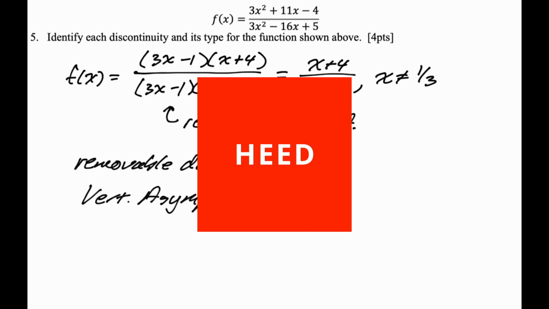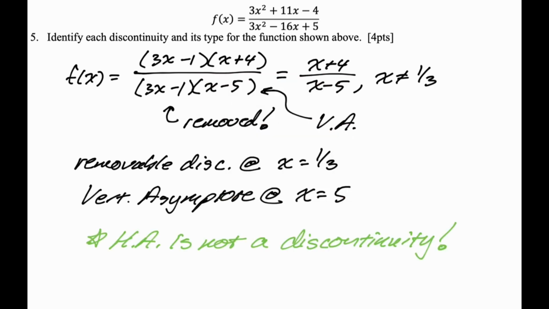I just want to throw in a warning here because a lot of people, when I actually gave this quiz, gave this answer. Horizontal asymptotes are not discontinuities. There is no reason you would be listing them here as discontinuities, so don't do it.